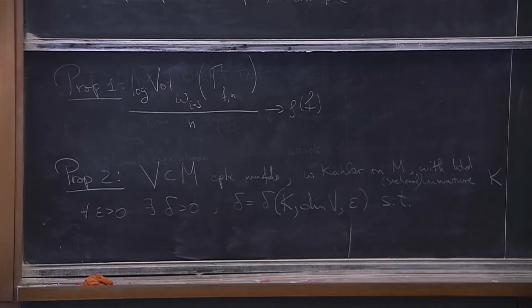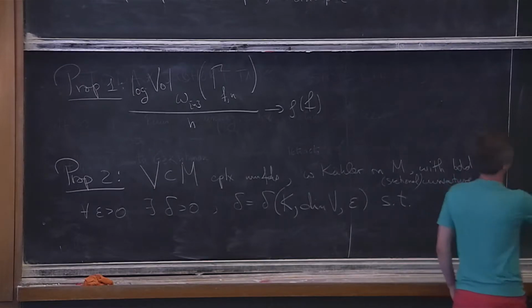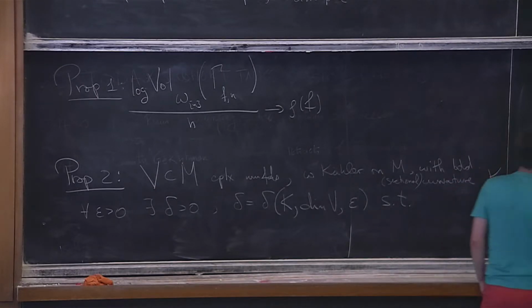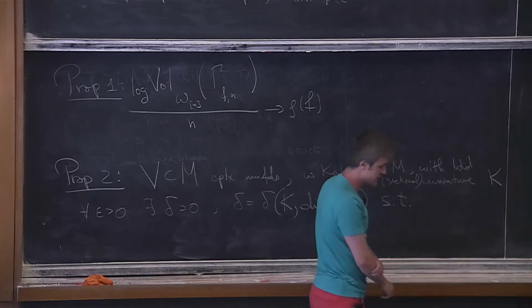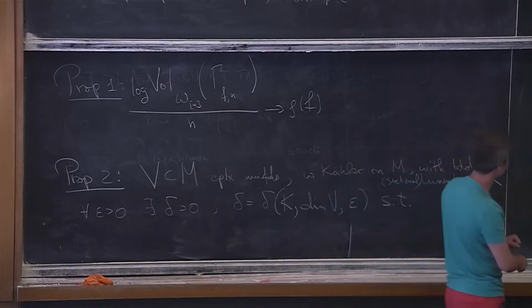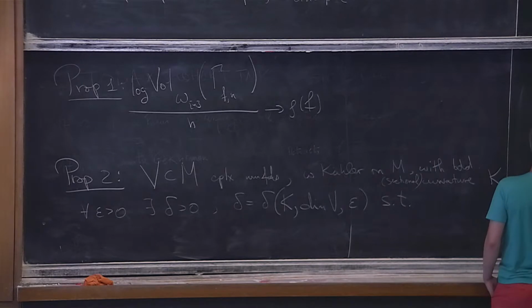If we have little x inside V, then the volume of the ball of radius epsilon intersected with V is at least delta. Sorry, this is not 0, this is x. So what this is saying is that, let me draw the picture of what's happening and what's not happening.